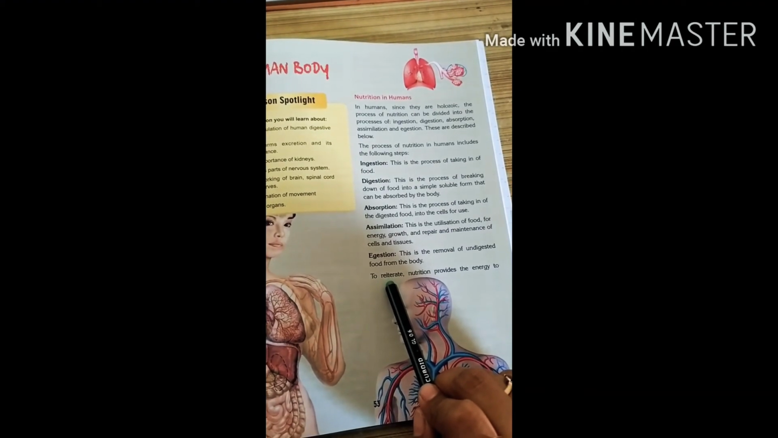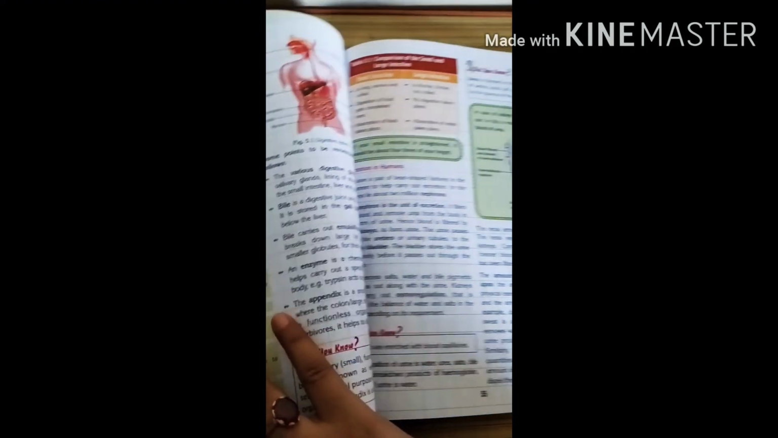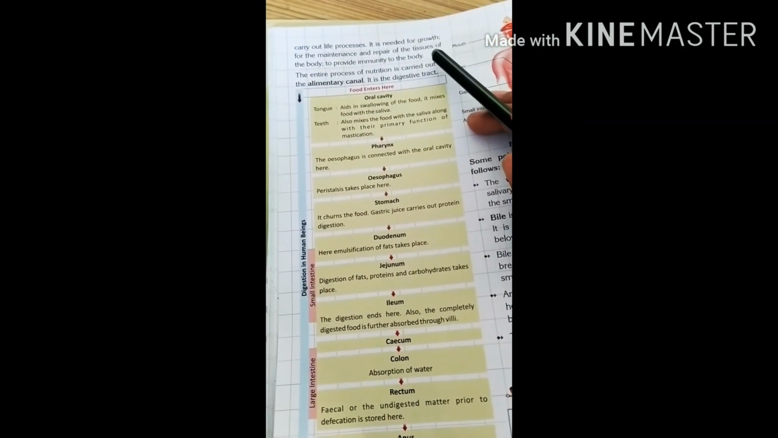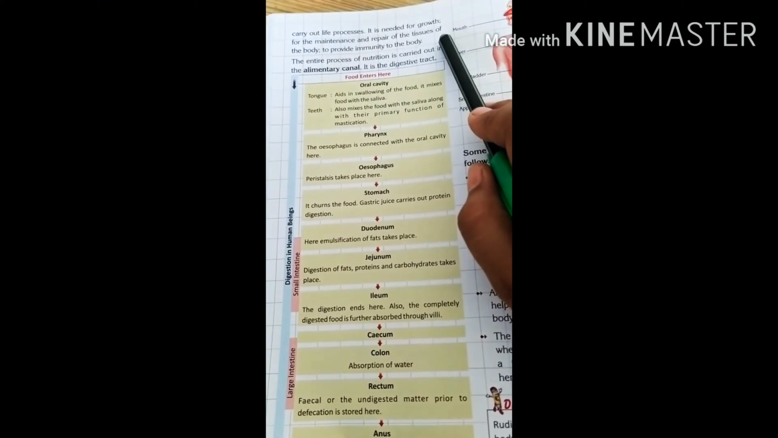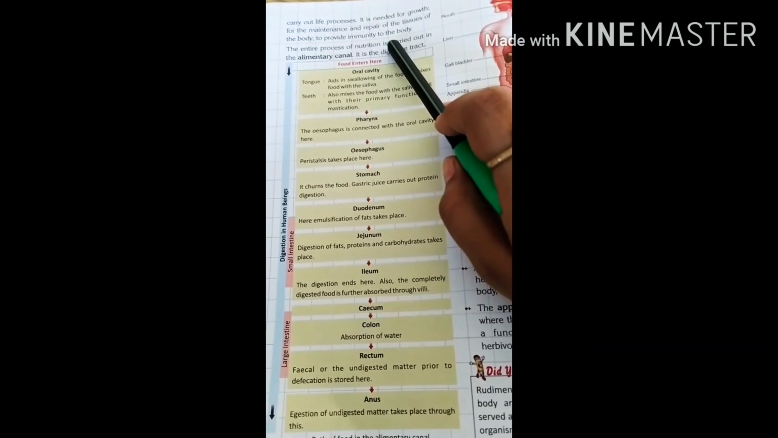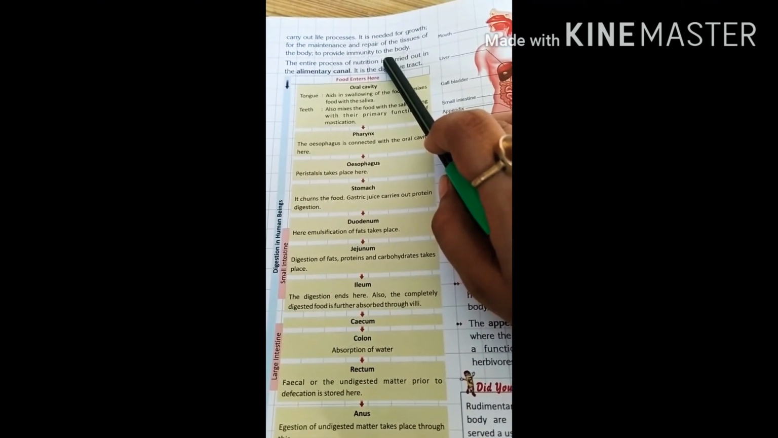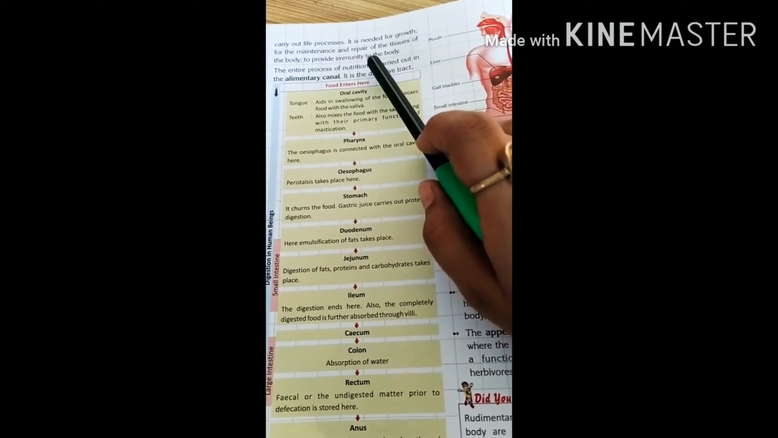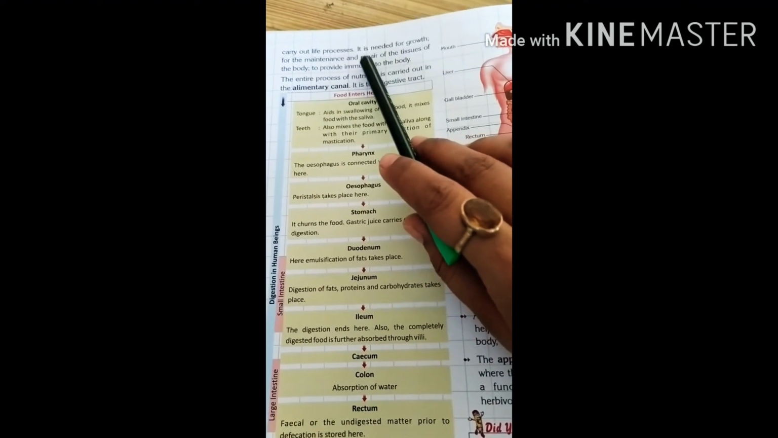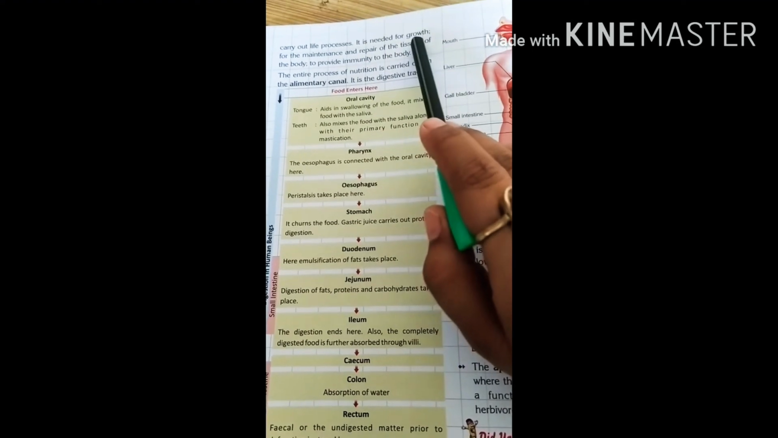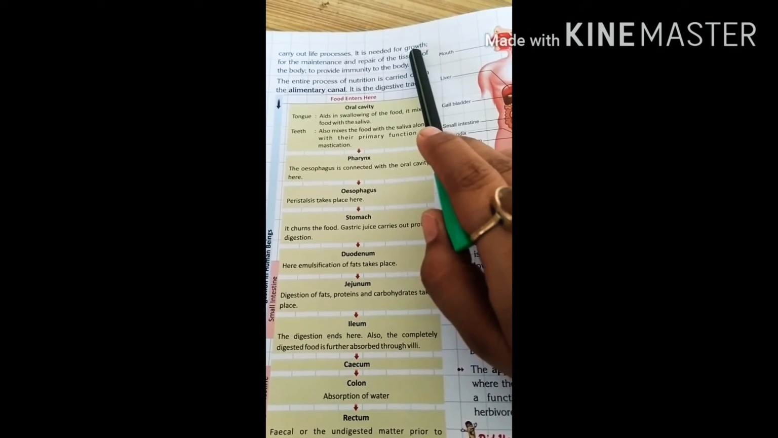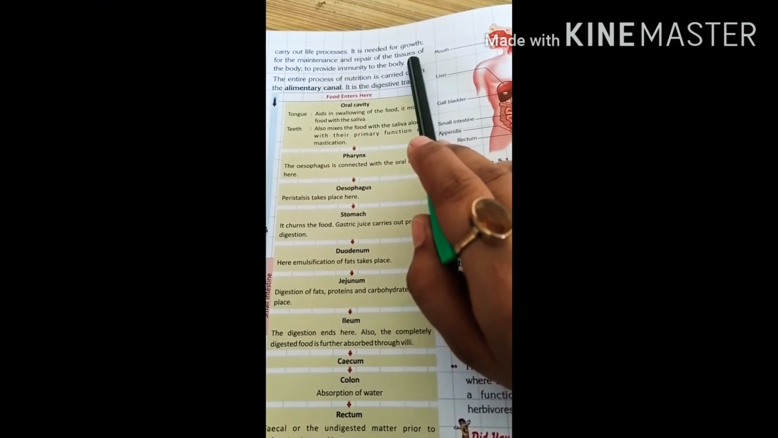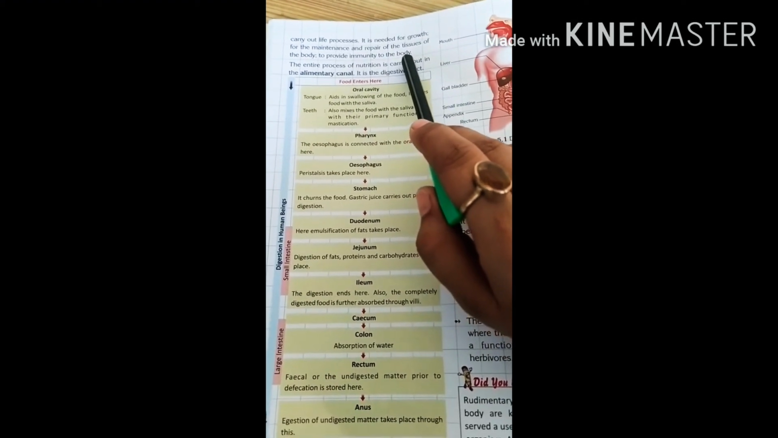To reiterate, nutrition provides the energy to carry out our life processes. It is needed for growth, for maintenance and repair of the tissues of the body, and to provide immunity to the body. As you know, why do we need food? We need food to get energy so that we can work and play. It's a very common answer. But here, it is required so that the body can carry out life processes, for the growth of our body, for the maintenance and repair of damaged tissues, or for the formation of new tissues in our body, and to provide immunity to our body.